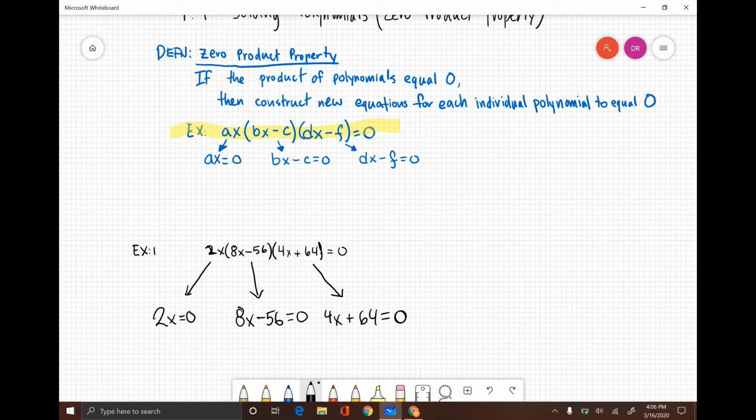And now, when I break them apart, they become linear equations that are easy to solve for x, and then I can determine what the actual x value was that made the entire polynomial equal to 0. If you notice here, the x value is 0. The x value for this one would be 7, and x is equal to negative 16. Using inverse operations, I was able to reduce that the x value was 0, x equals 7, and x equals negative 16.